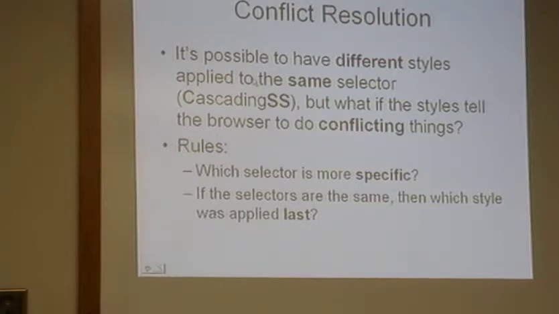By doing this last example, you can kind of see where there's a problem. What if we had H1's background color red, but in our new selector we want H1's background color to be blue? Well, which one does the browser follow? This goes into the conflict resolution logic involved with these cascading styles.